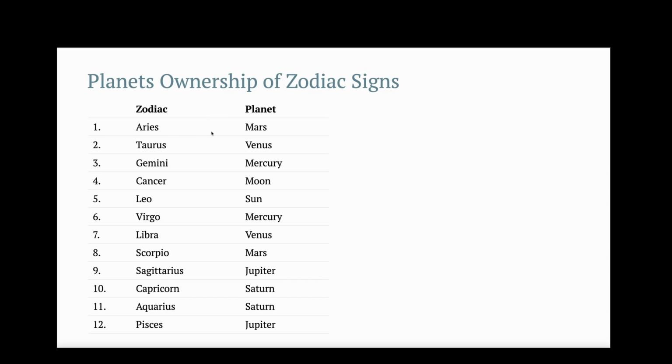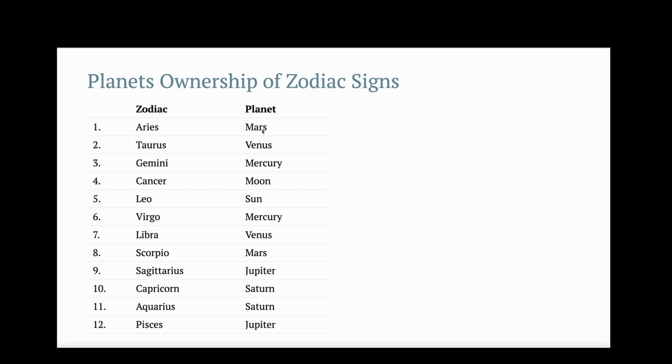So Aries is ruled by Mars, Taurus is ruled by Venus, Gemini is ruled by Mercury, Cancer is ruled by Moon, Leo is ruled by Sun, Virgo is ruled by Mercury, Libra is ruled by Venus, Scorpio is ruled by Mars, Sagittarius is ruled by Jupiter, Capricorn is ruled by Saturn, Aquarius is ruled by Saturn, and Pisces is ruled by Jupiter. So this table is just about the planet zodiac relationship or rulership.